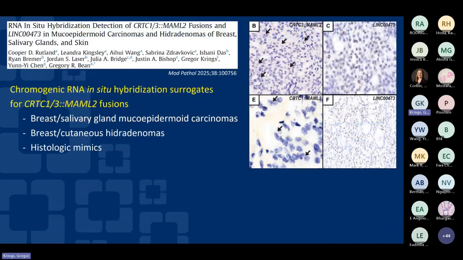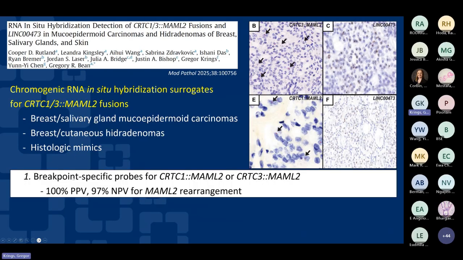Now, as opposed to adenoid cystic carcinomas and secretory carcinomas, where we have immunohistochemical surrogates, this has not yet been identified for mucoepidermoid carcinoma. But this is a very nice study by Gregor Krings published this year, where instead of immunohistochemistry, they used chromogenic RNA in situ hybridization probes as surrogates for the diagnostic fusions. They looked at a series of breast and salivary gland mucoepidermoid carcinomas, breast and cutaneous hidradenomas, which again share the same fusion genes, as well as a number of histologic mimics, and found a breakpoint-specific probe for either CRTC1-MAML2 or CRTC3-MAML2 was highly sensitive and specific for MAML2 rearrangements in these tumors.